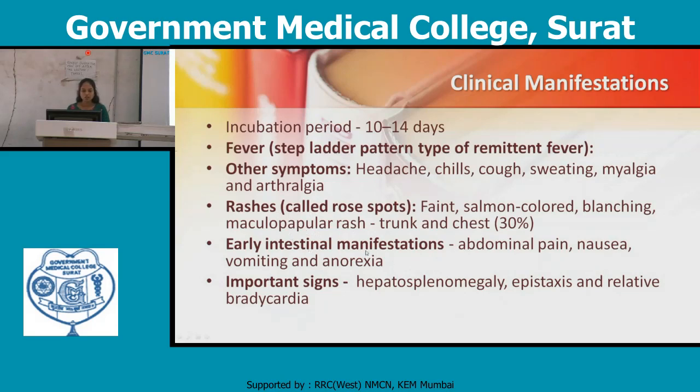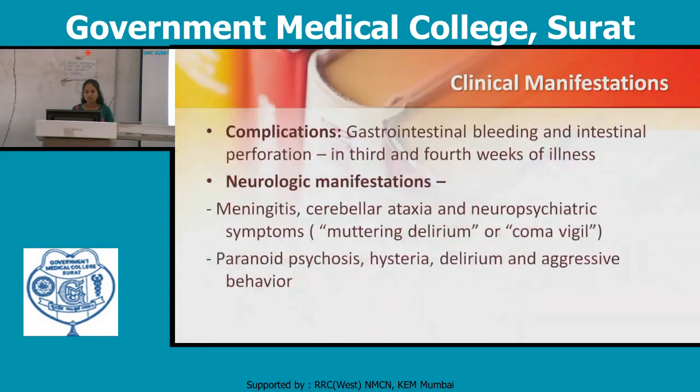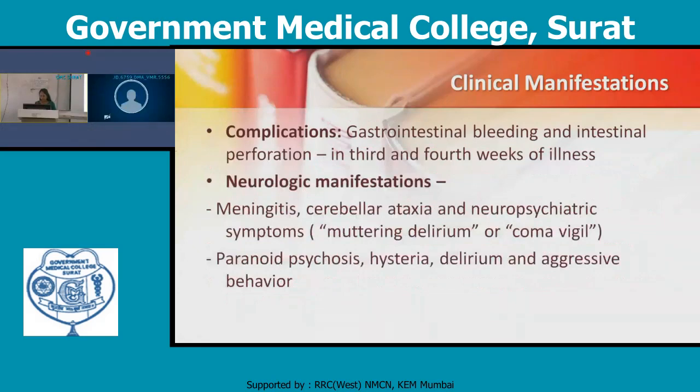chest, in about 30%. Early intestinal infection occurs. Symptoms are abdominal pain, nausea, vomiting and anorexia. Important signs are hepatosplenomegaly, epistaxis and relative bradycardia. Complications: gastrointestinal bleeding and perforation of the intestine also occur in the 3rd and 4th week of illness.